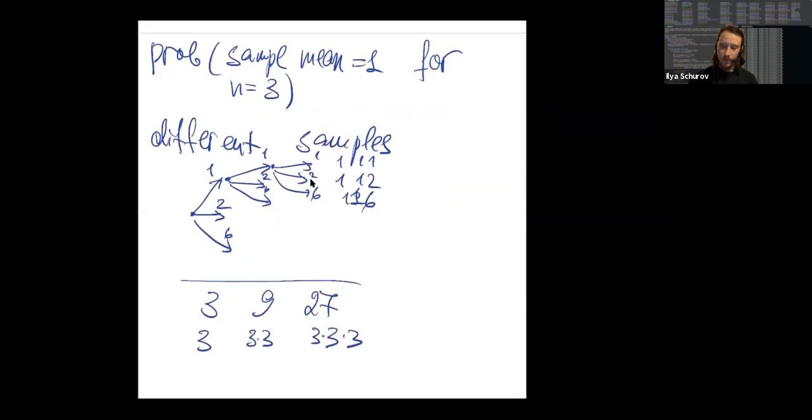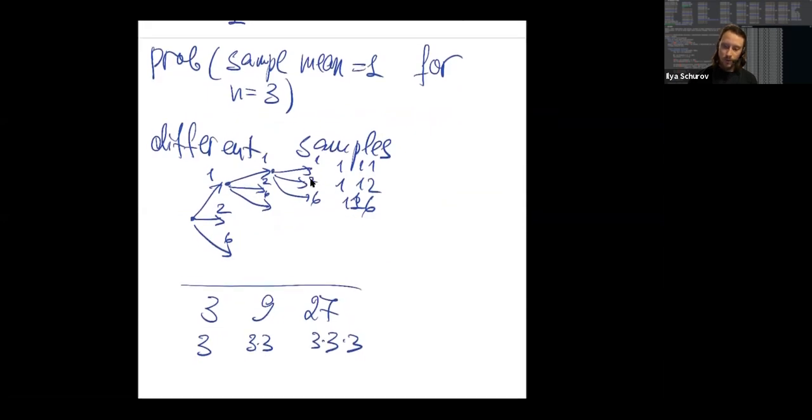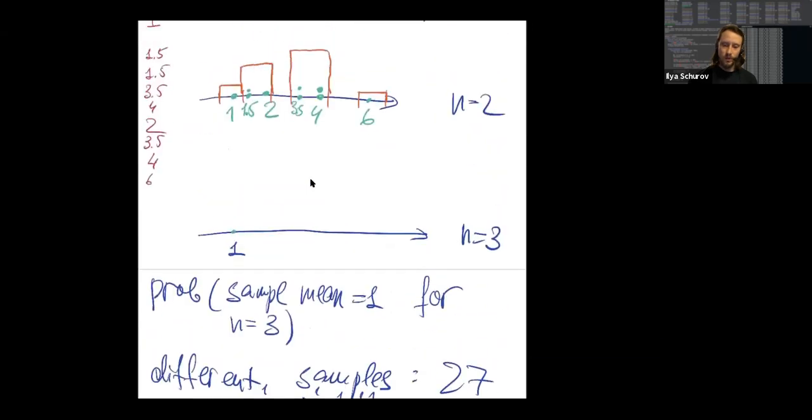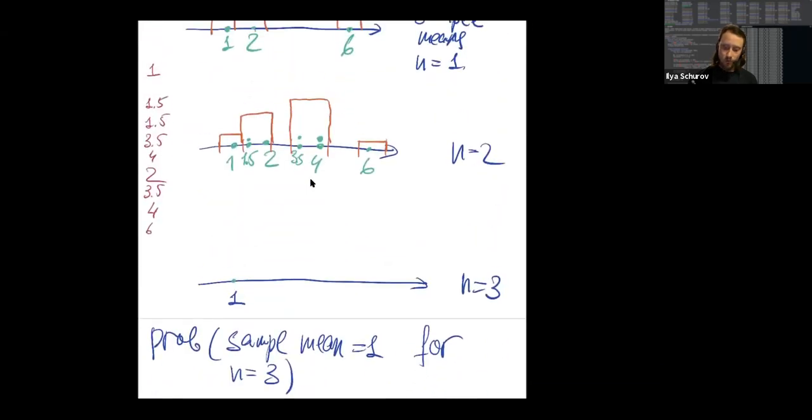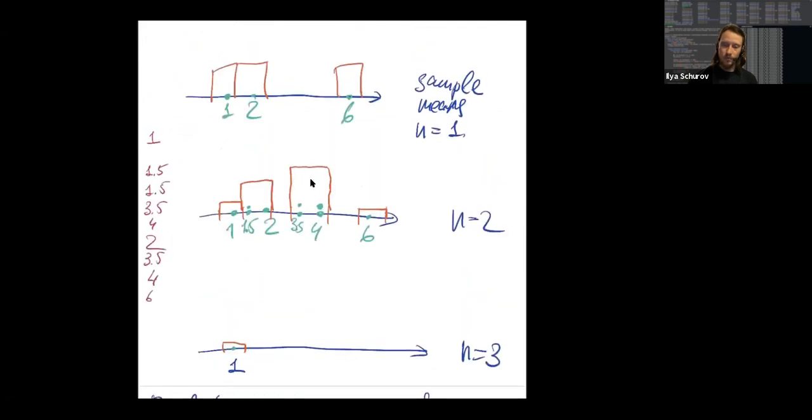3 times 3. So we have 27 different samples, and only for one sample, specifically 111, I have sample mean 1. So probability to obtain sample mean 1 equals to 1 over 27, which is quite low if we compare it with 1/3 or even 1/9. So we have a small number here. And what about 6?